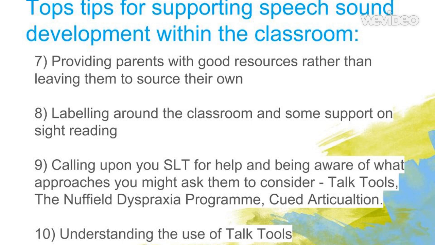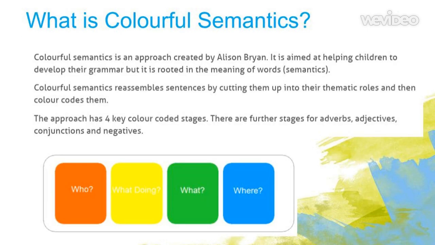For the children who are going to struggle to sound out words quickly, they can speed up that process by becoming more familiar with sight words. So labelling things around the classroom that they see every day would be a really good way to help them with that.